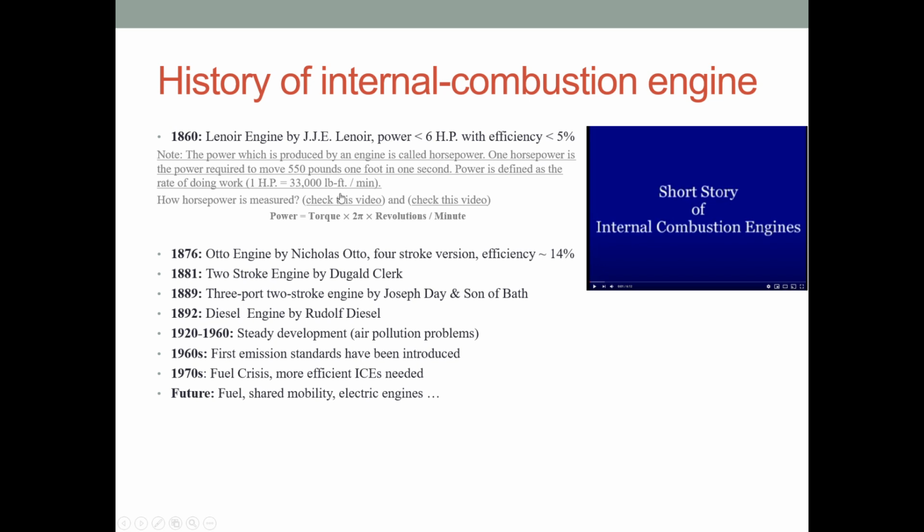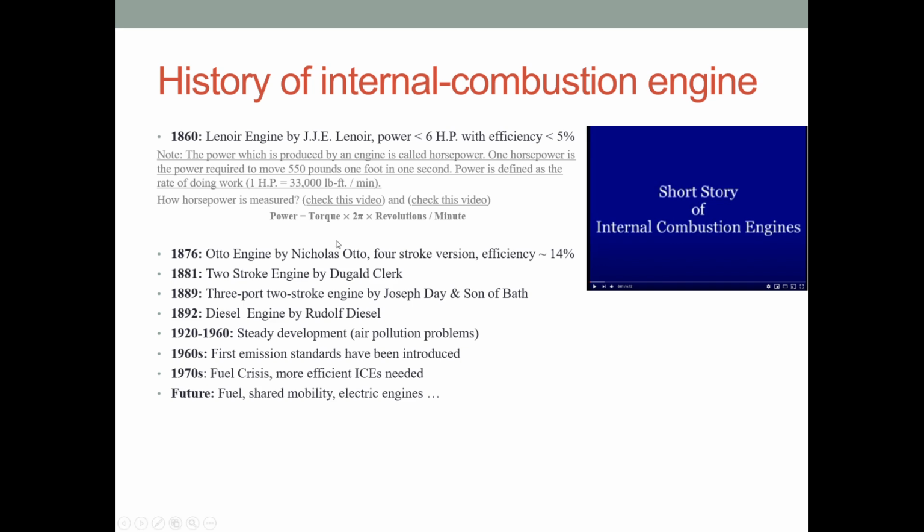There are two videos here that you can take a look at, and they discuss horsepower in more detail. They are not my own videos, they are YouTube videos, and the sources are provided with the link and information about those videos. There is another video here which you can take a look at. It's the history of the internal combustion engine, which is really interesting, and it shows what the history of internal combustion engines was.